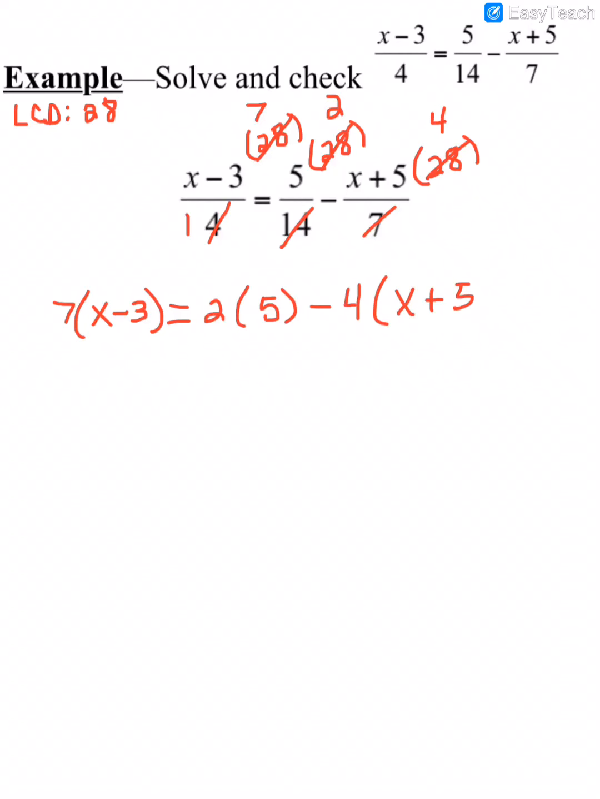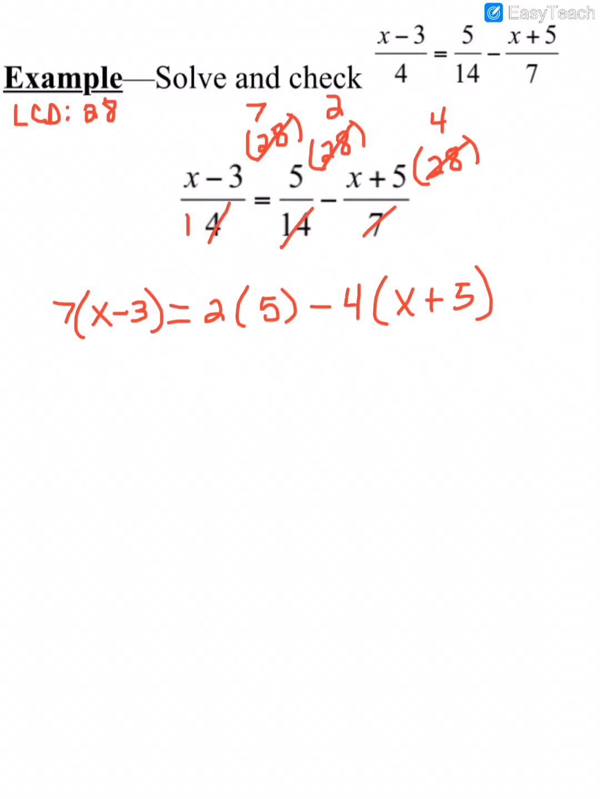Every time we have a term that is more than just a single number, make sure you put it in parentheses, because like that x plus 5, it's going to need to get multiplied. Each term in that binomial will need to be multiplied times negative 4. The same thing in the first term. In the x minus 3, the x and the negative 3 both will need to be multiplied times 7. So make sure that you put the binomial in parentheses. So now we have a linear equation, no more fractions. So we just solve this like we would any linear equation.